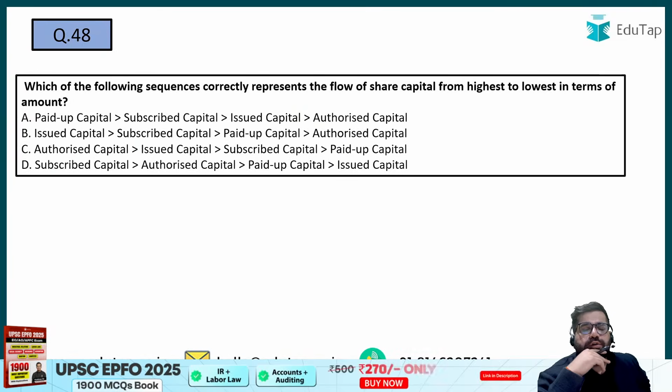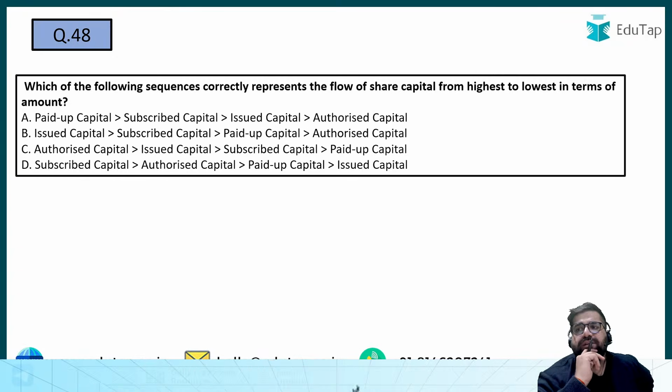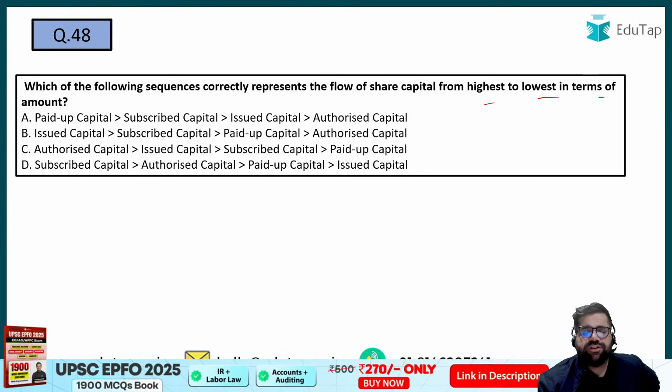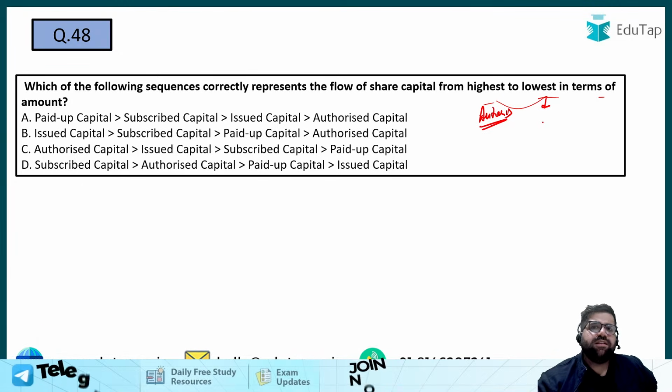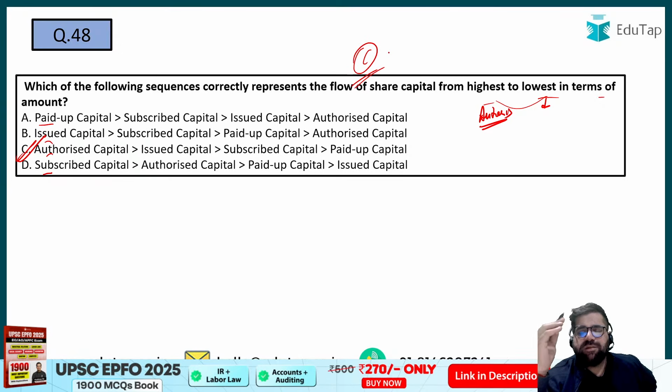Question number 48. Which of the following sequence correctly represents the flow of share capital from highest to lowest in terms of amount? The correct answer of the previous question was no. Now, if you see highest to lowest, the highest will be authorized capital, right? The lowest depends on what you take. Authorized capital is the highest only in option C, therefore your answer will be option C itself. Use your brain, do not spend that much time.